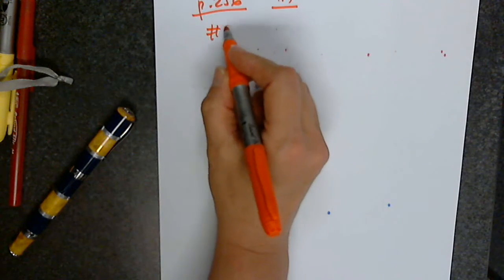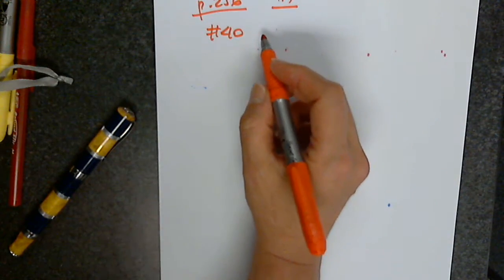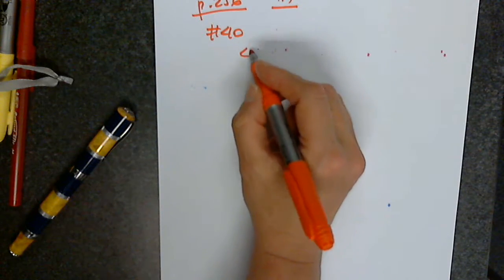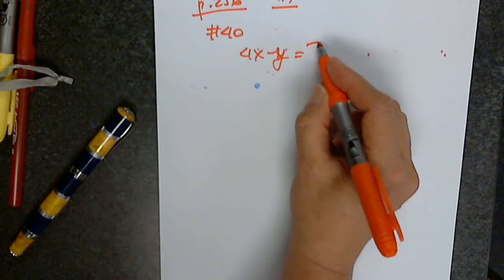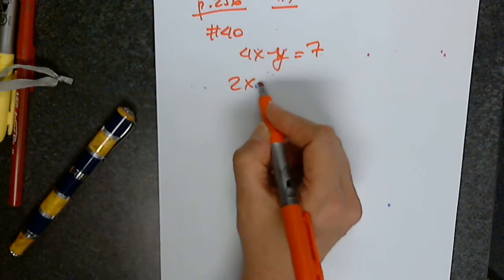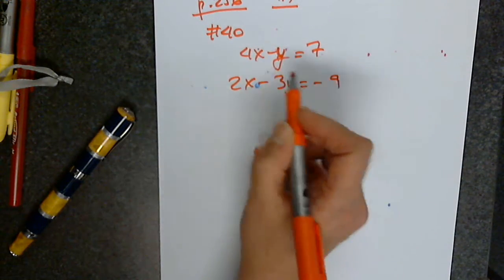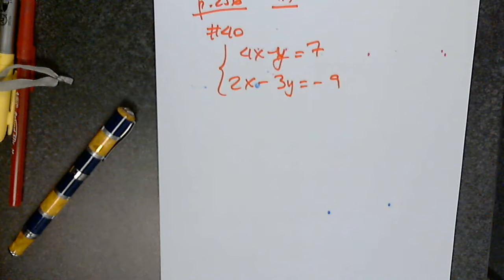I would like to look at problem 40 on page 256. Is this going to get in the test? Absolutely. 4x minus y equals 7, and 2x minus 3y equals negative 9. We're asked to graph and solve the system. Remember, graphing is not something that I disregard. It is a legitimate method.